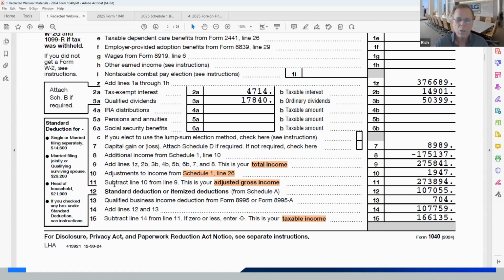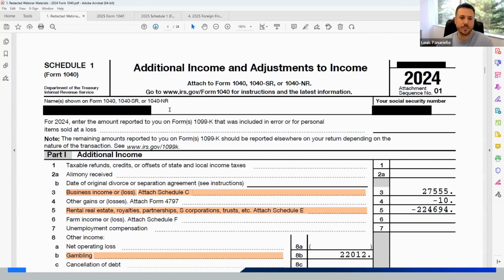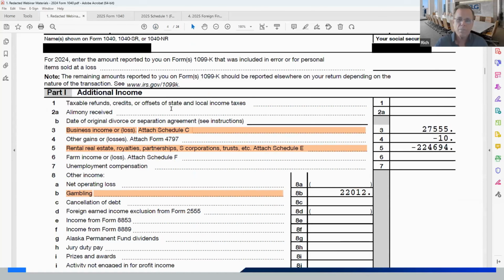So, Lou, could you just go to Schedule 1? Yes. So Rich, when you have total income, sorry to interrupt. I figured while you were going over to Schedule 1, someone in the chat asked, why is their town of residence relevant?